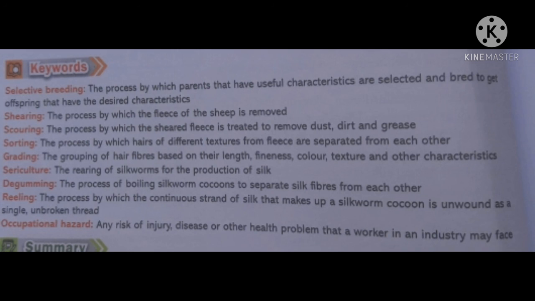Next definition is of sericulture. The rearing of silkworms for the production of silk is called sericulture. Degumming. Degumming is a process of boiling silkworm cocoons to separate silk fibers from each other. Now next is reeling, the process by which the continuous strand of silk that makes up a silkworm cocoon is unwound as a single unbroken thread. Now the last is occupational hazard: any risk or injury, disease or other health problem that a worker in an industry may face is called occupational hazard.